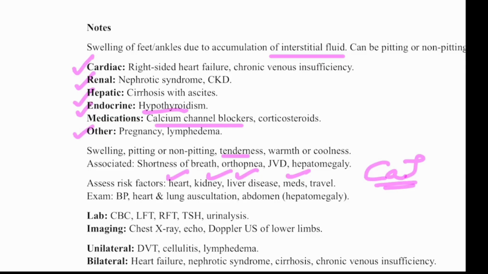So what are the tests that you should order? One is a complete blood count. Check the LFT because of liver disease, renal function test, and of course you do a thyroid TSH and a urine analysis for proteins. And in appropriate cases, you may go for chest X-ray, echocardiography, Doppler, ultrasound of the lower limbs, etc.